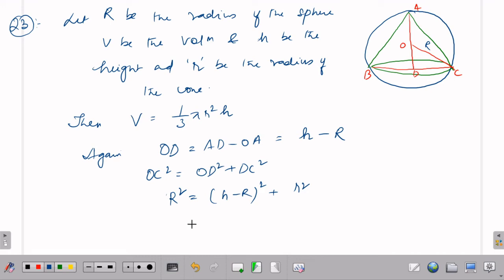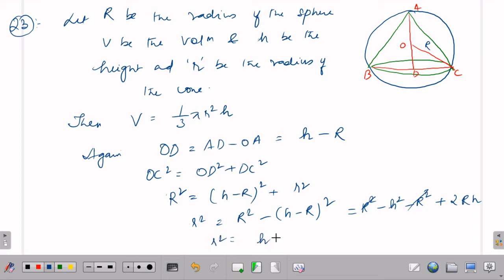All right, so I got till here. What I can say over here is that r square is equal to R square minus (H minus R) whole square. If I open this, I get R square minus H square minus R square plus 2RH. So I cancel this with that. That means r square, taking h common, will be h times (2R minus h). Don't forget this one. Let me make this equation number 1.